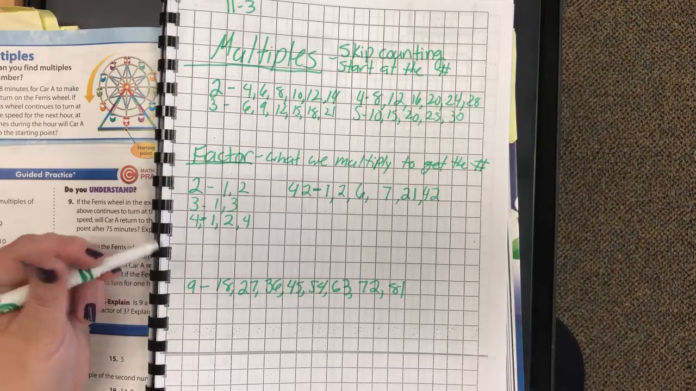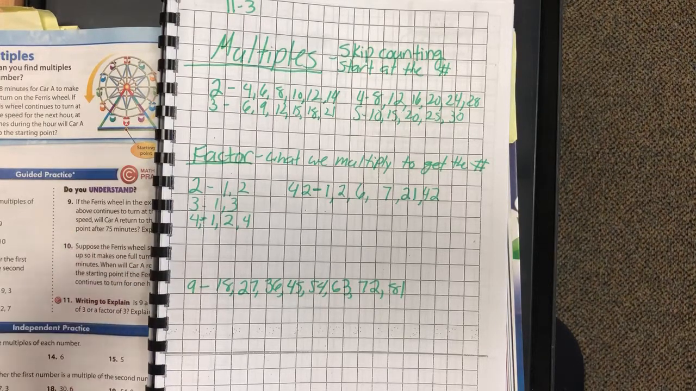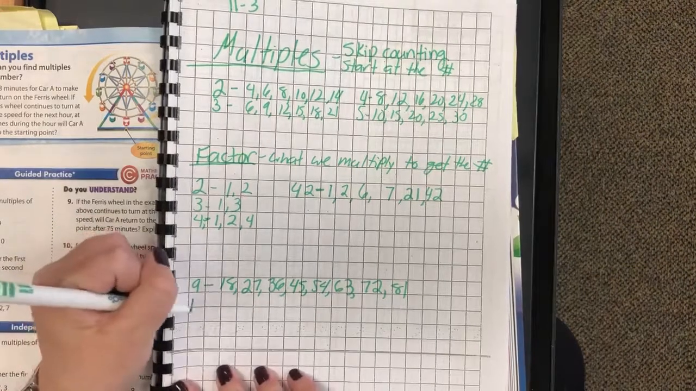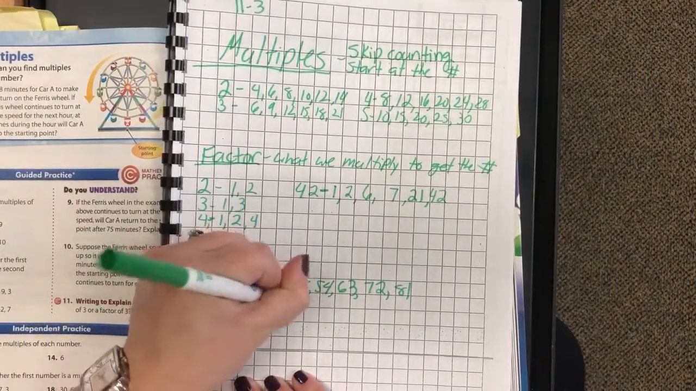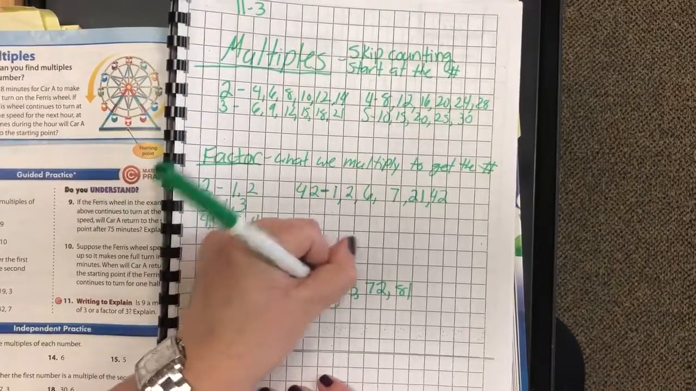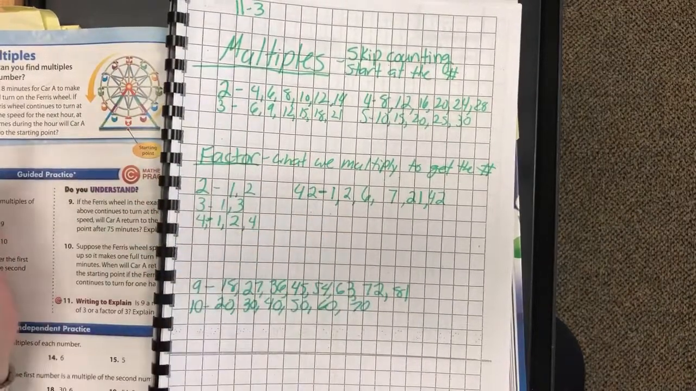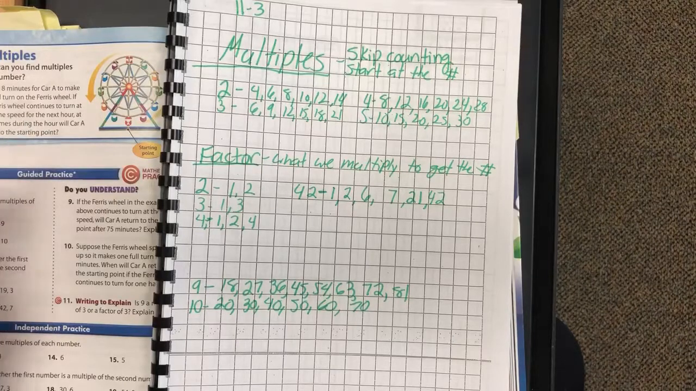Multiples will have a lot more. What about multiples of 10? 10, 20, 30, 40, 50, 60, 70, and on and on. Okay?